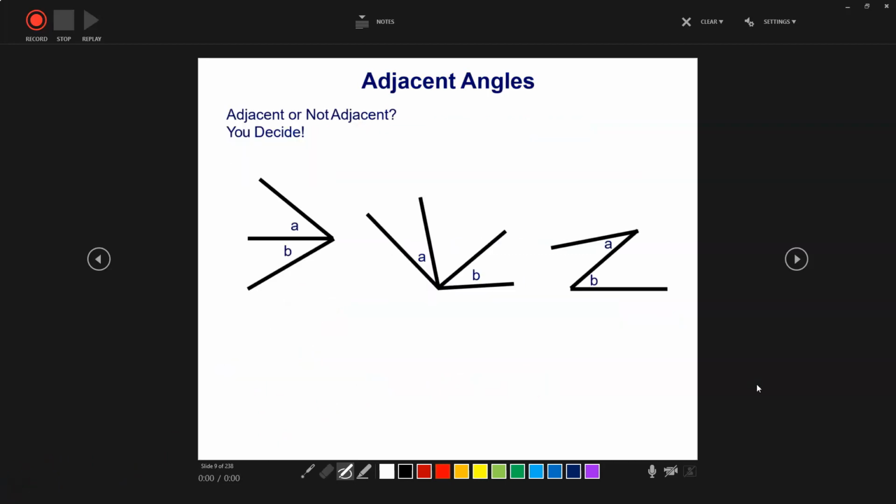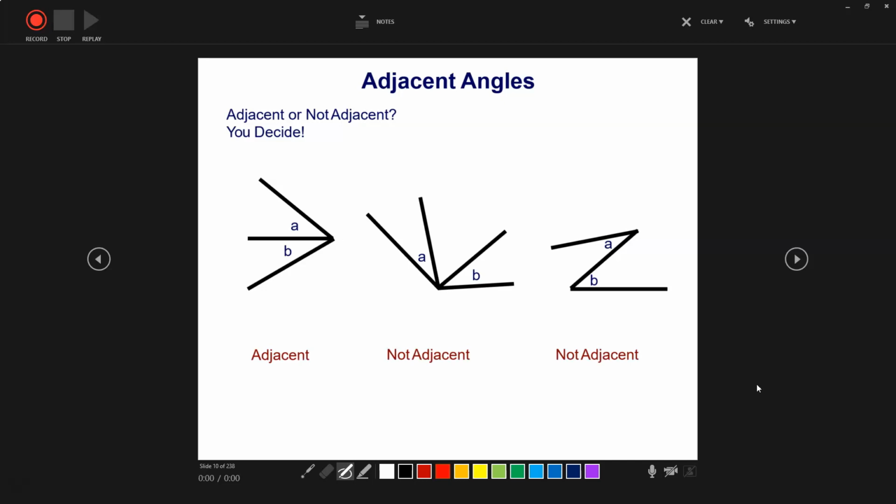Let's practice a little bit. Let's look at these. Try to decide if these angles are adjacent or not. Put the video on pause and see if you can decide. All right, how did you do? Let's take a look.